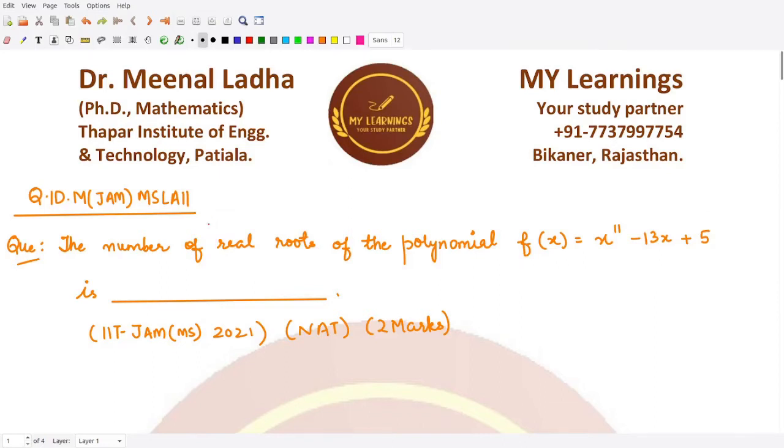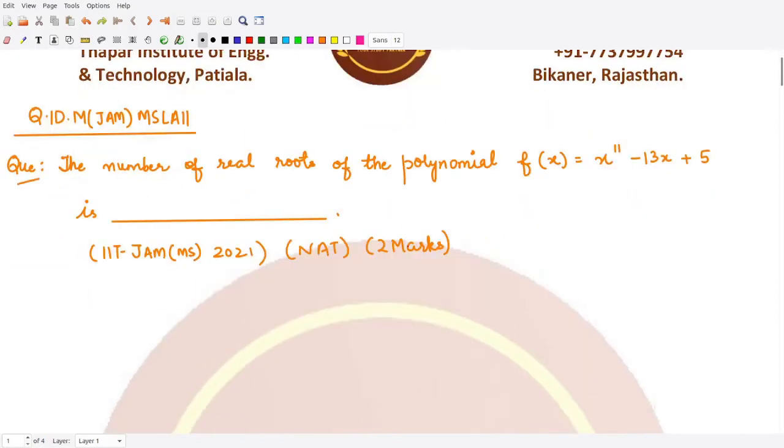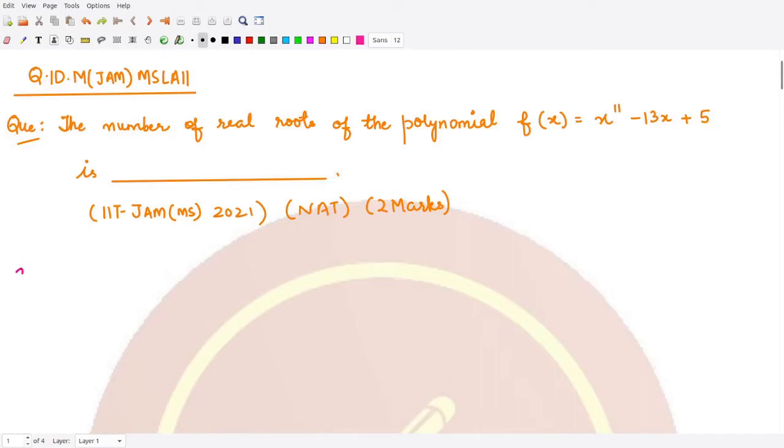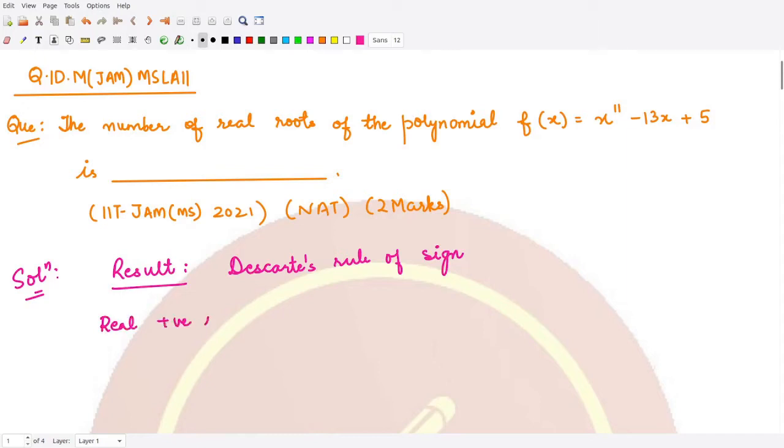So let's see. This is a 2-mark question and the result is quite simple. You just have to know a simple result. If you know this result, then you are through this question in a few seconds only. So the result is Descartes' rule of sign. This rule tells you how many real positive roots and how many real negative roots there are for a given polynomial.